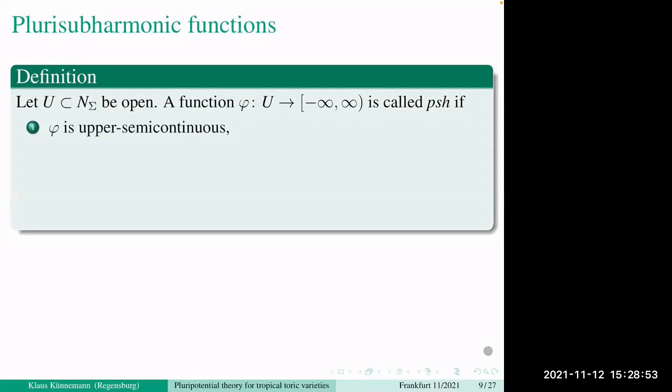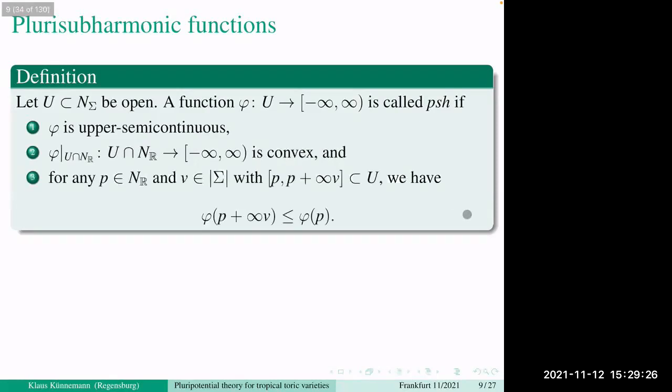So first of all, we allow that the function also takes the value minus infinity. And then we ask three conditions. The function should be upper semi-continuous. If we restrict it to an open subset in this finite dimensional real vector space, then we want this function to be convex. So this means if I have 2 points and the segment which connects the 2 points is contained in the set, then I want the restriction to be a convex function as you all know it.